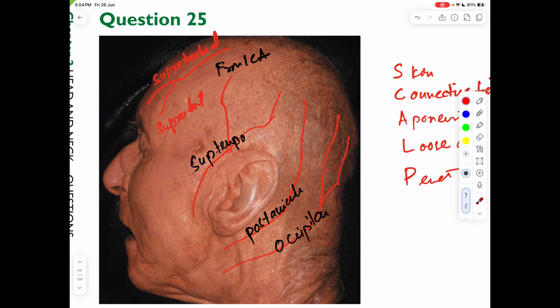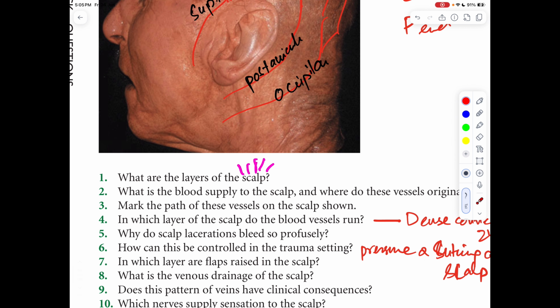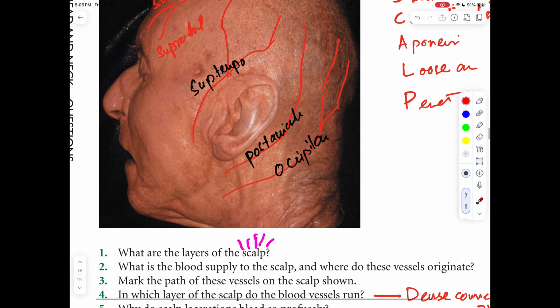This is the anastomosis. The supraorbital artery and supratrochlear artery exit through the supratrochlear foramen. So from here, the artery goes above. The superficial temporal artery lies lateral, and the posterior auricular lies behind the ear along with the posterior vessels. Path of the vessels on the scalp: supratrochlear, supraorbital, superficial temporal with anterior and posterior branches, posterior auricular and occipital.